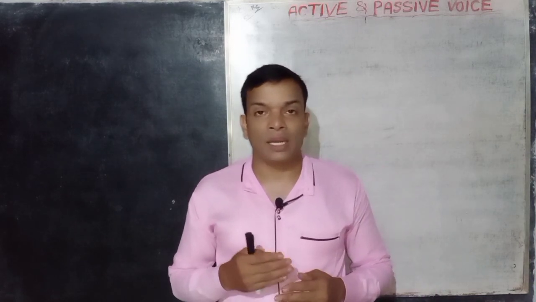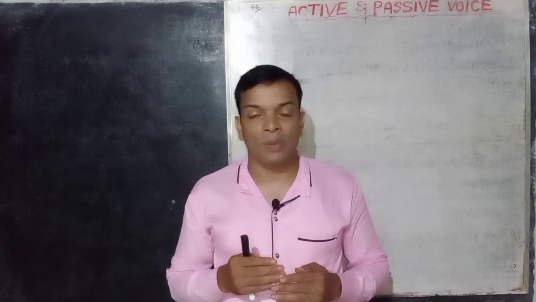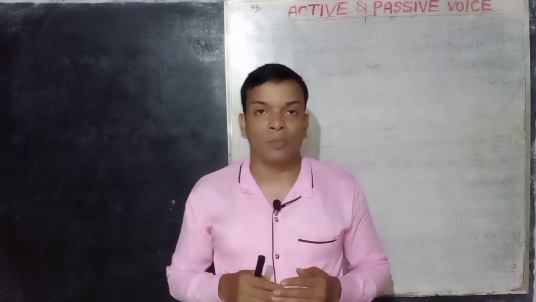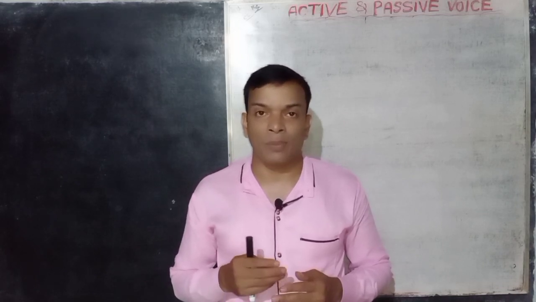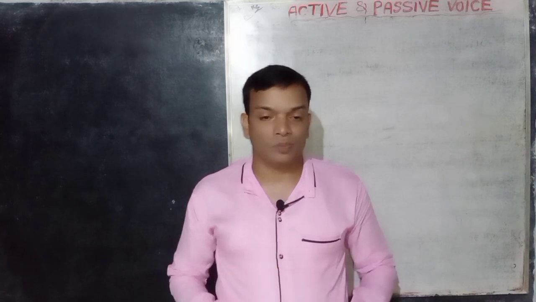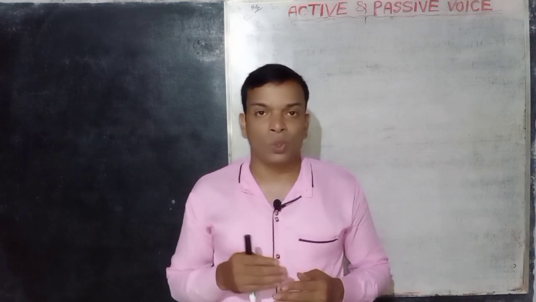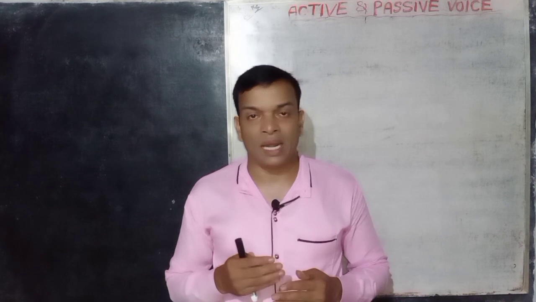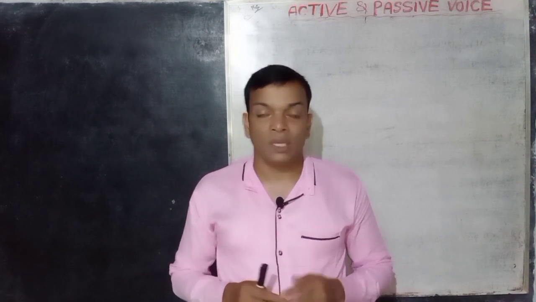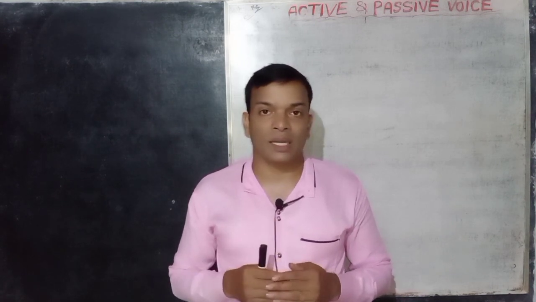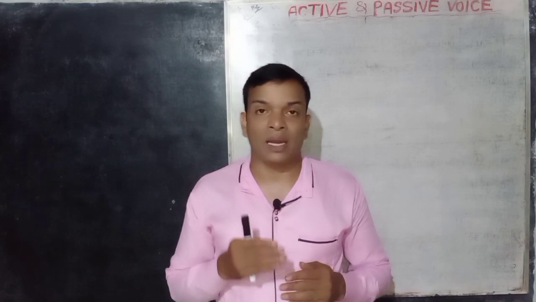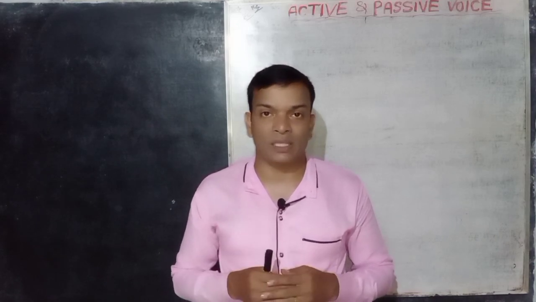You all know that in English, verb has so many forms like mood, tense, aspect and voice. So voice is of two types. One is active voice and another is passive voice. Generally, a subject-headed sentence is called active and an object-headed sentence is called passive.